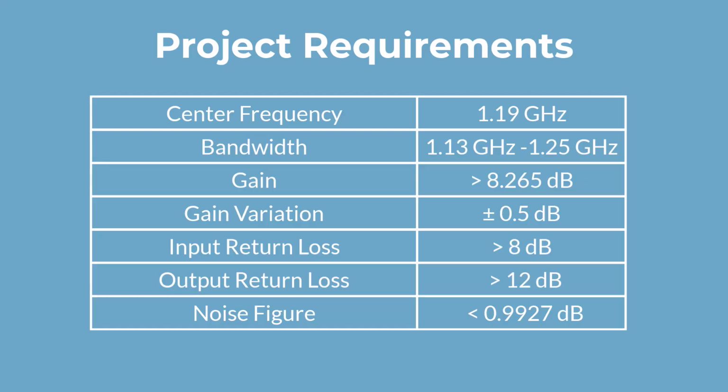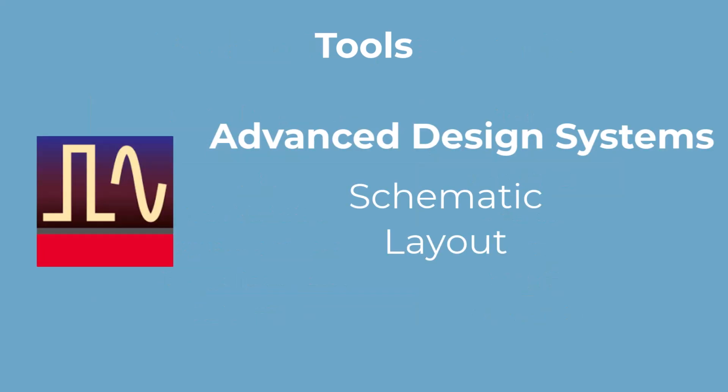The center frequency should be at 1.19 GHz with a 10% fractional bandwidth. The gain has to be larger than 8.265 dB. The gain variation should be less than plus minus 0.5 dB. The input return loss has to be greater than 8 dB. The output return loss has to be greater than 12 dB, and the noise figure has to be less than 1 dB. We have used Advanced Design System's schematic and layout editors for this project.